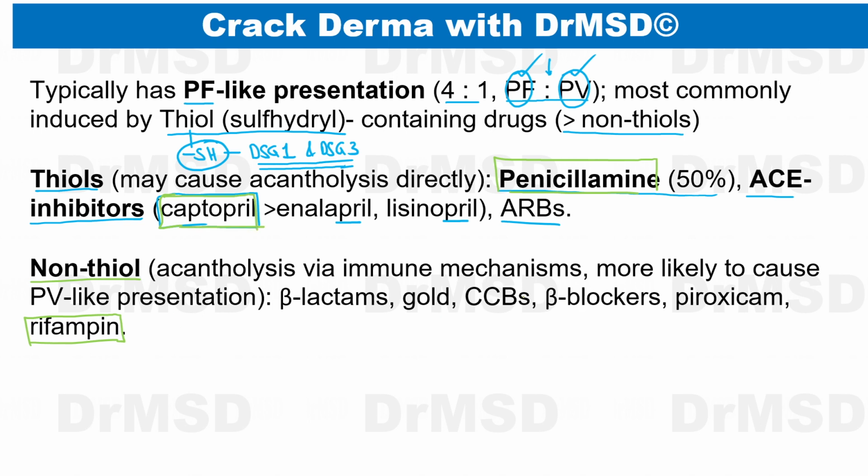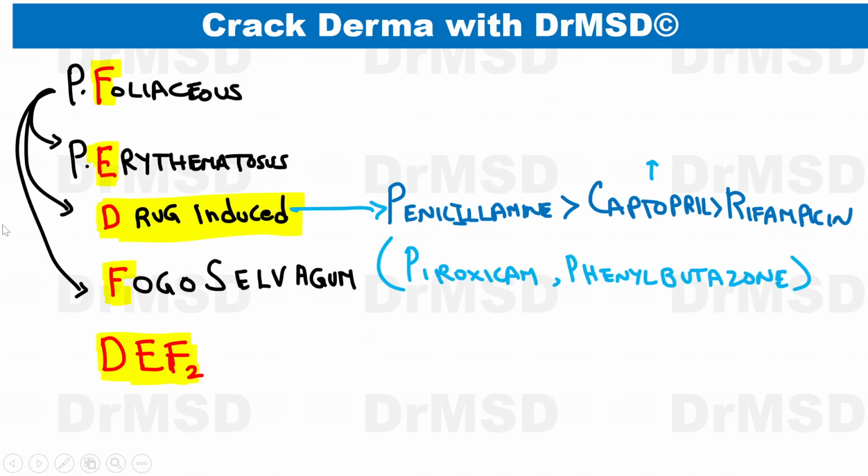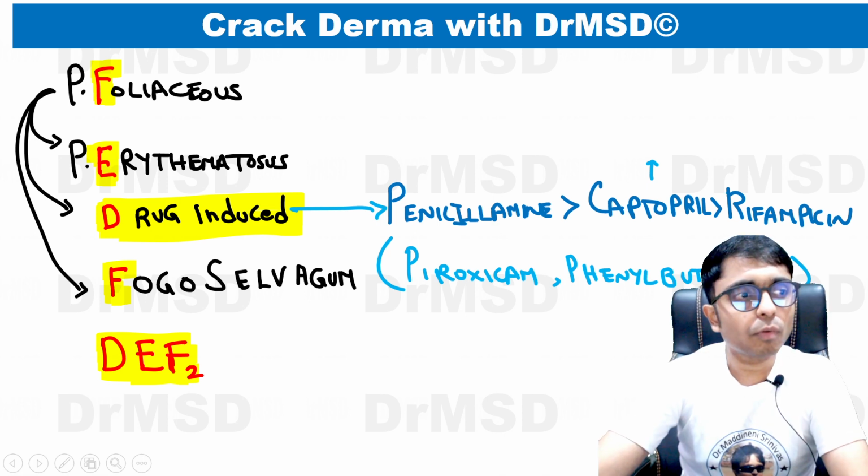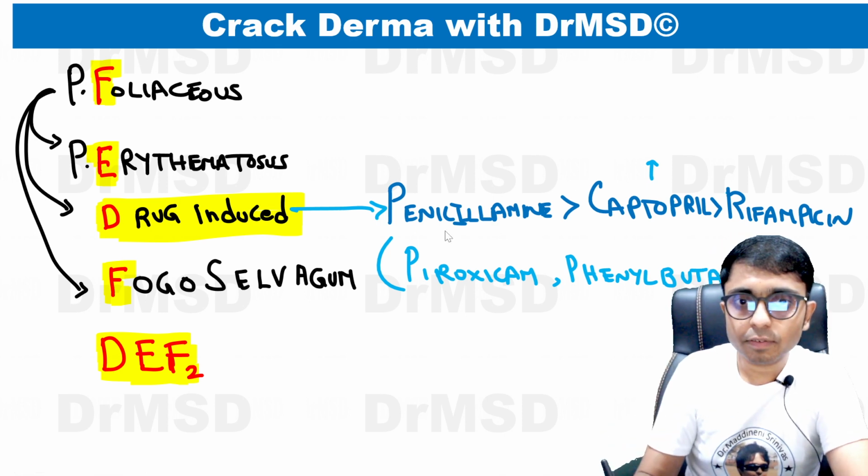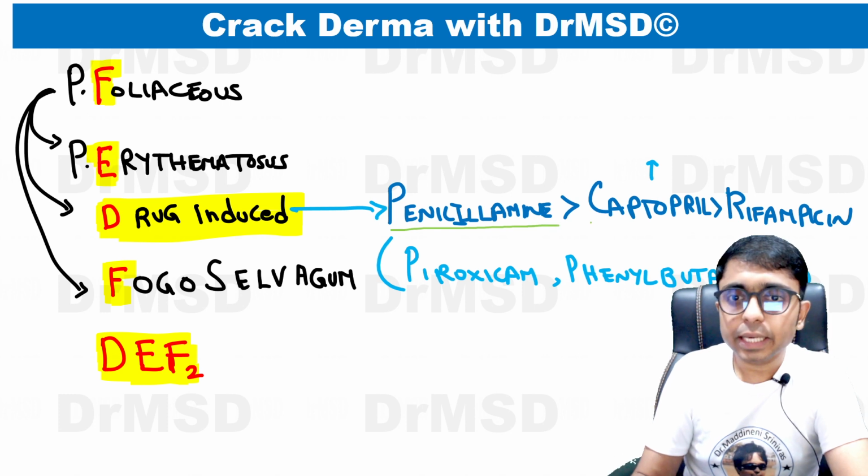Not only that, you must remember that beta lactams are also involved, so even the penicillin group of medications can be responsible for drug-induced pemphigus. All these which I have marked in green color are very important. There is a simple trick to remember these medications. The most important ones, of course, are penicillamine, captopril and rifampicin. You can remember this with the help of the mnemonic PCR.